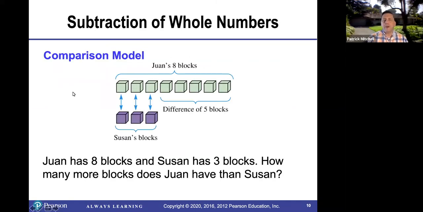Next, we have the comparison model. If Juan has 8 blocks and Susan has 3 blocks, how many more blocks does Juan have than Susan? And you can see a model of that here. Notice the one-to-one correspondence between Susan's blocks and Juan's first 3 blocks.